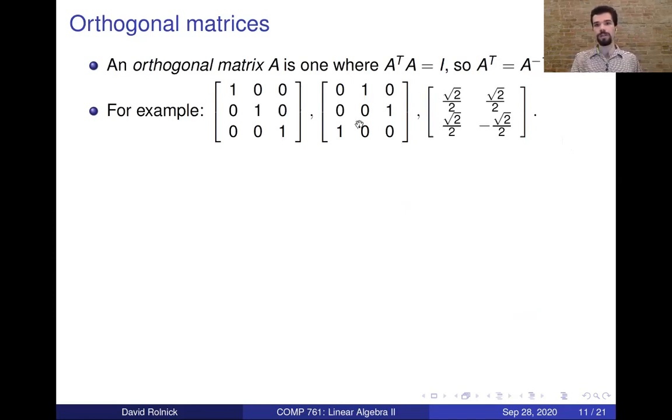You can imagine taking the transpose of this. I realize it's a little bit hard to see. Or you can imagine multiplying this with its own transpose, and you can get the identity out. And then this is what's called a rotation matrix, which we'll see in a bit.